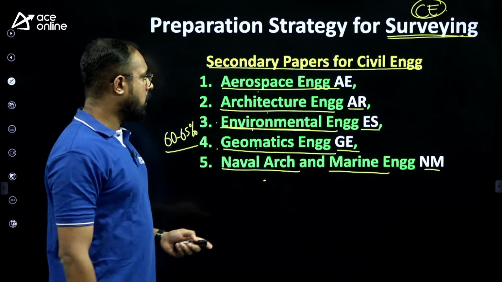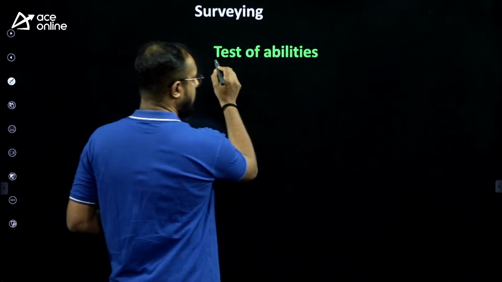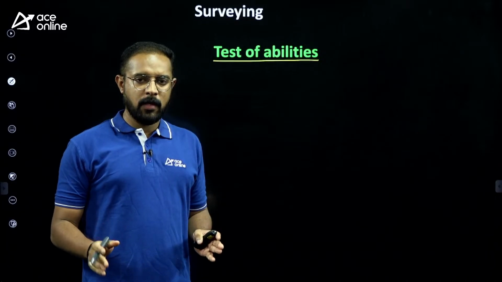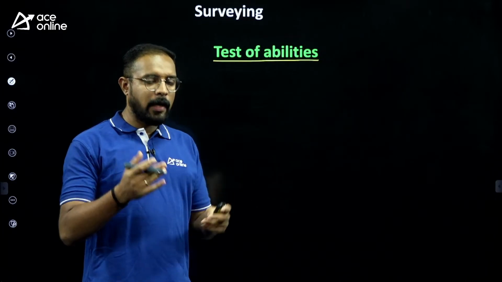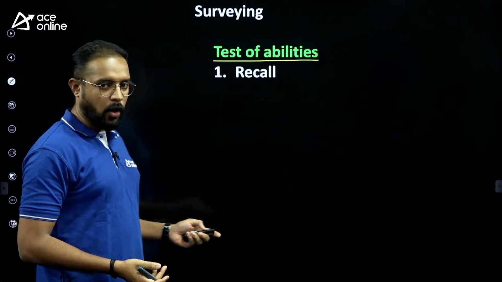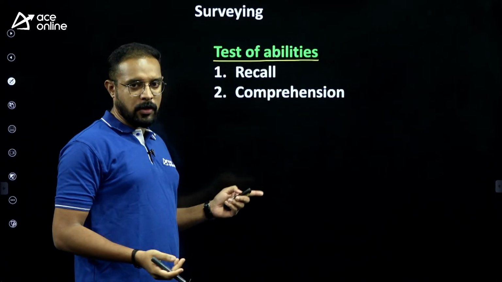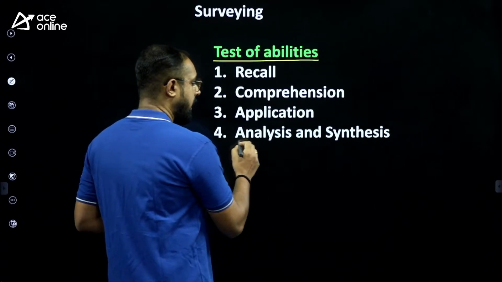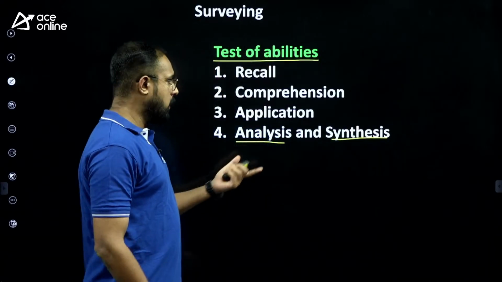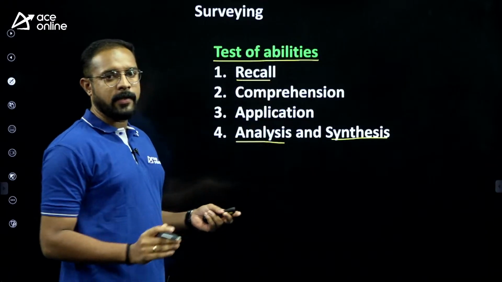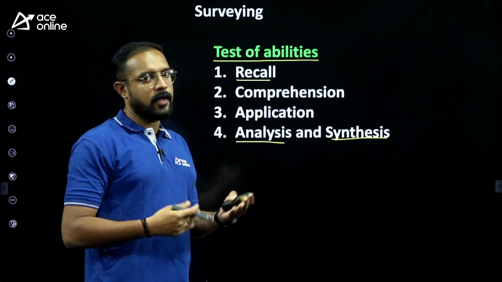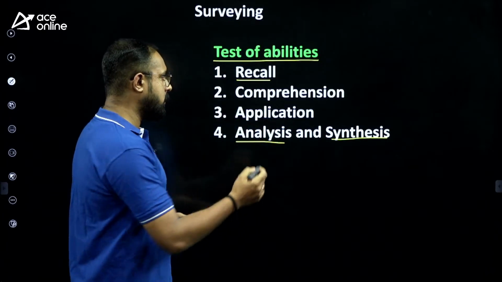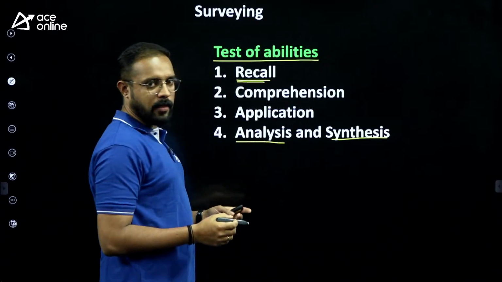Now let us talk about the abilities that the GATE paper will generally test. You take any GATE paper, it will test the following abilities of the students. Number one is recall. Number two is comprehension. Number three is application. And number four is very unique, known as analysis and synthesis. So what happens in recall? Recall means the ability of a student to memorize and reproduce data. Can you recall this information? So memory based questions will be asked in the recall format.